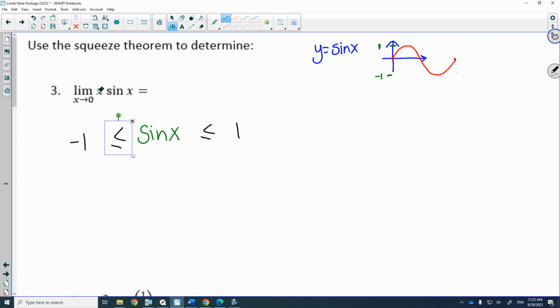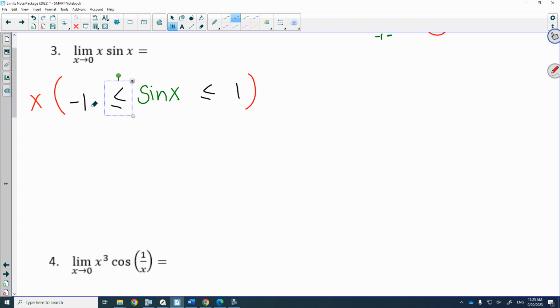So what I'm going to do is I'm going to create a bracket here, and I'm going to multiply every expression in the inequality by x, because what I'm really trying to determine is I want this to be x sine of x. So when I multiply an x in here, I'm going to get negative x is less than or equal to x sine of x is less than or equal to x. So I took this x, I'm going to multiply it inside.